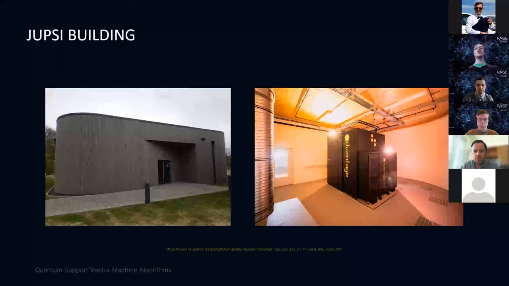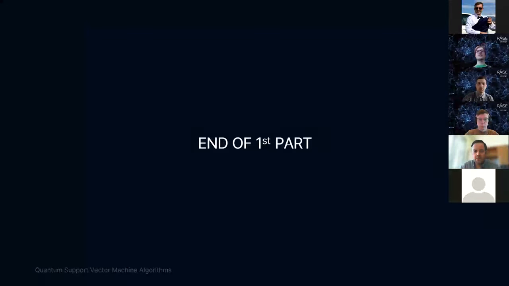Also, the quantum infrastructure is planned to be developed further in the next years with other technologies, but this is regarding quantum annealing. We are the first in Europe to have such a machine available. With this, I conclude my presentation for the first part. In the next part, we will delve deeper into the algorithm we developed for our work with support vector machines. Thank you very much for your attention.